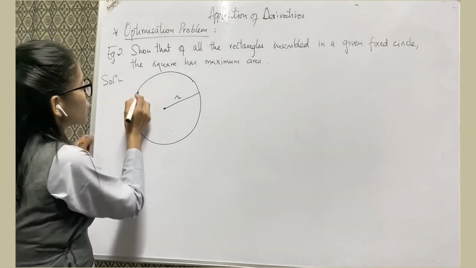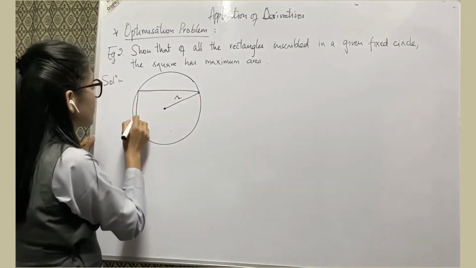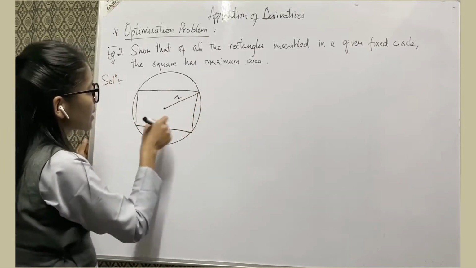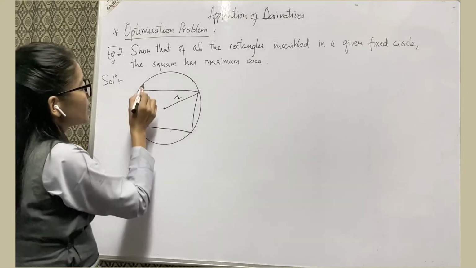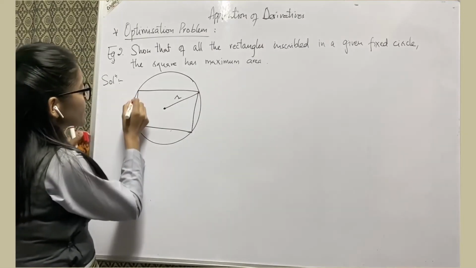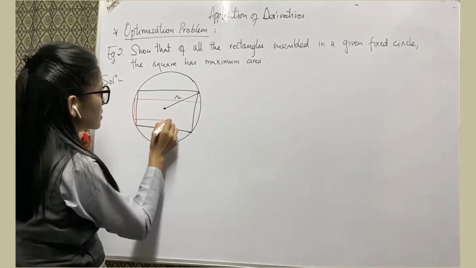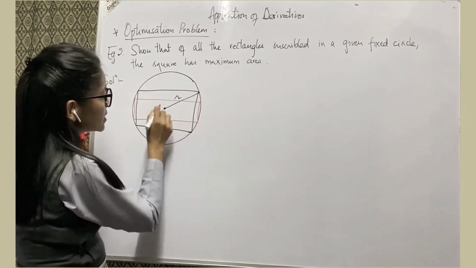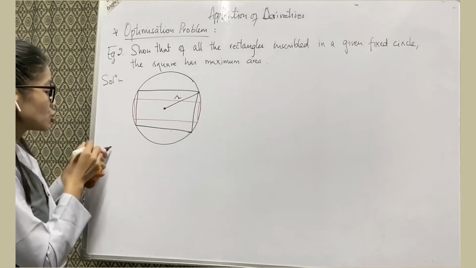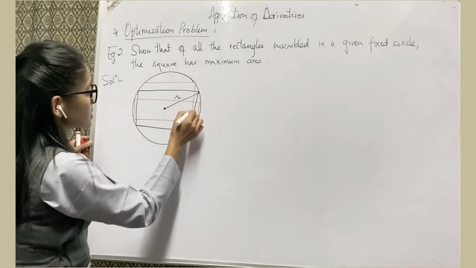So this is one of the rectangles you can have. Now you can see that this rectangle is inscribed in the circle. Similarly, I can inscribe a rectangle like this. This is also one rectangle which is inscribed in this circle, right? Also I can inscribe a rectangle somewhat like this.